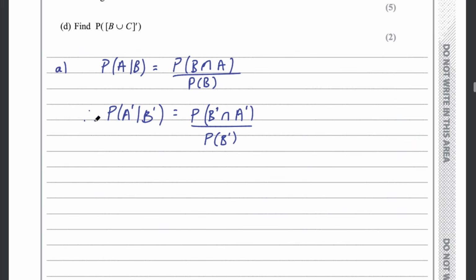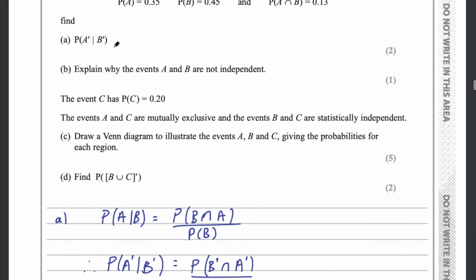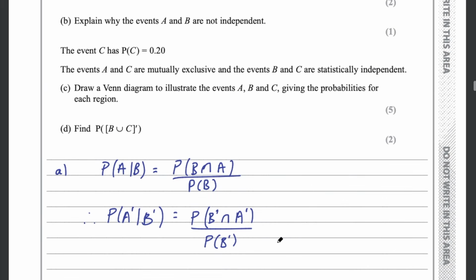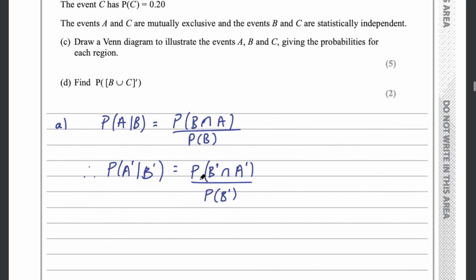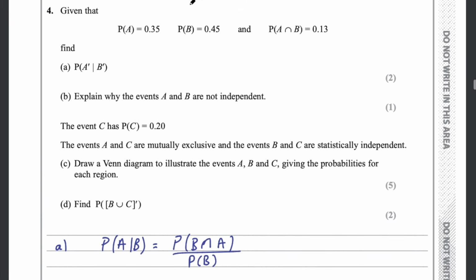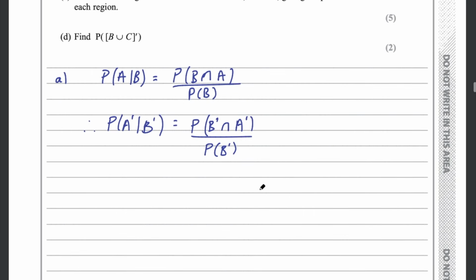So there's the formula that's going to help us find this probability, and we need to find these. So the probability of B intersect A complement we'll need to work out. The probability of B complement is just the inverse of the probability of B. So probability of B not happening will be 0.55, so that's not going to be difficult. For this one, we'll need to do a little bit more work to work it out.